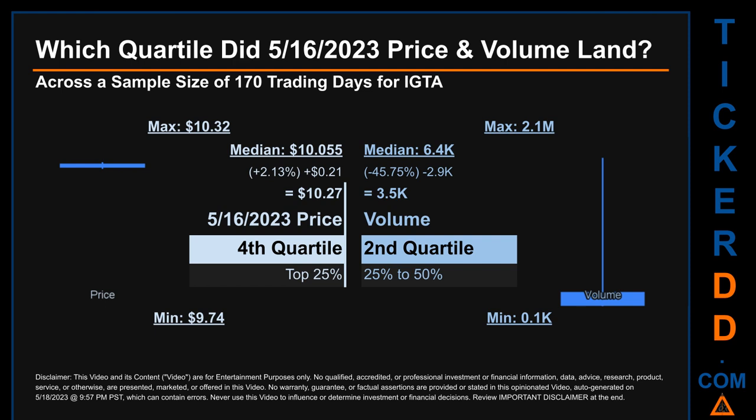Descriptively, IGTA has a median price of $10.055. Therefore, May 16, 2023 price was higher from that middle marker by 2.13%. The day's volume of 3.5 thousand was less than the median by 45.75%.